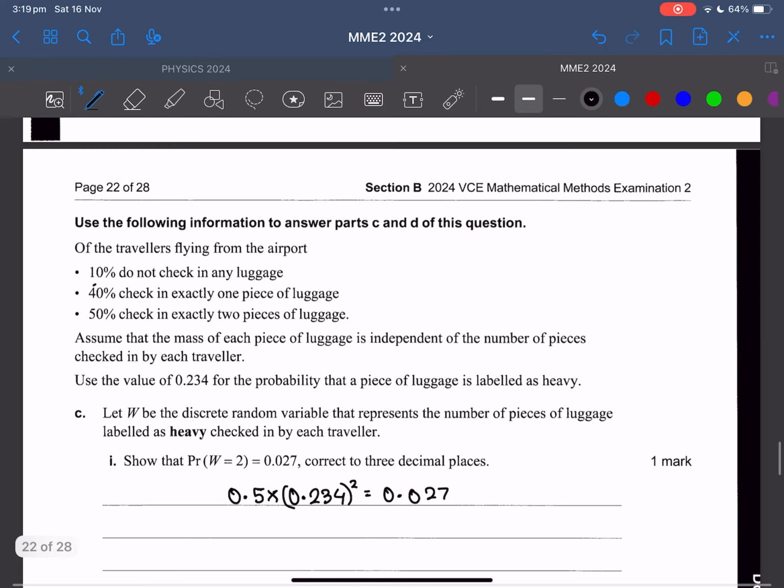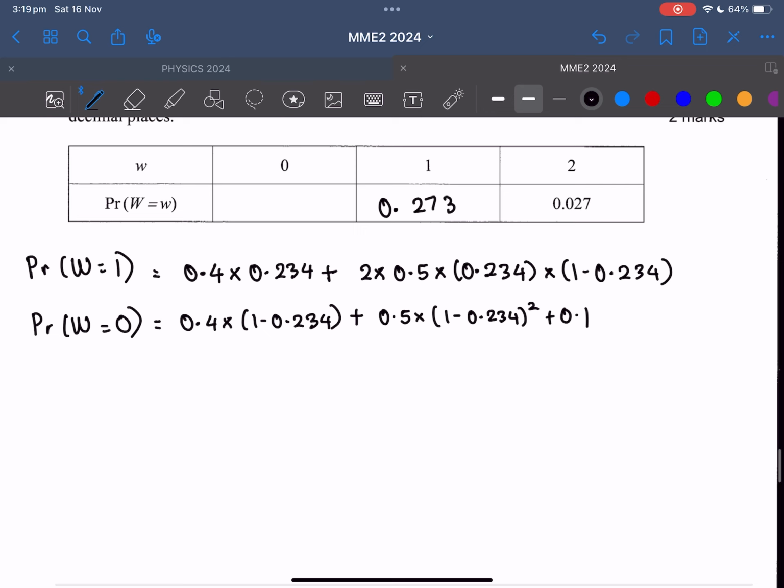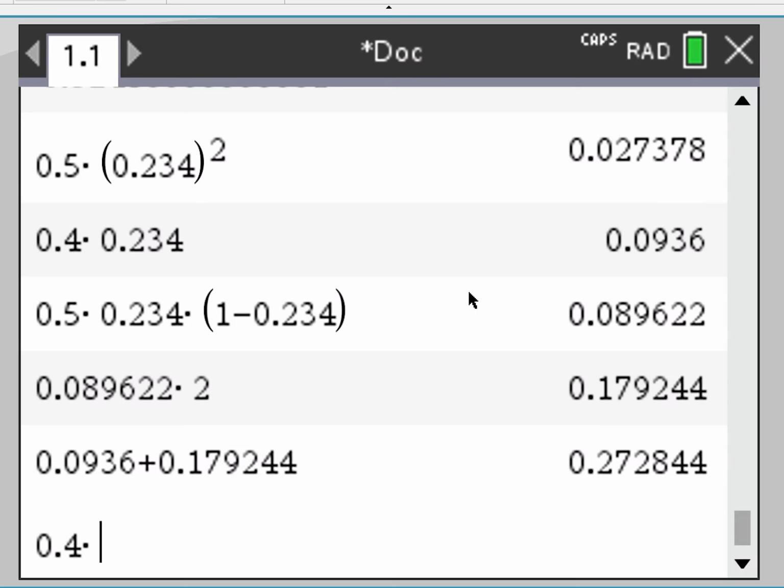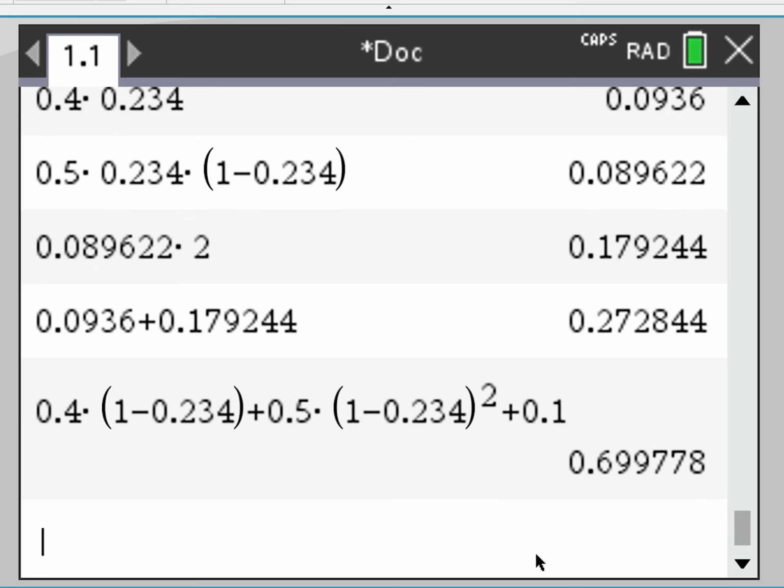Now remember, the 10% do not check in any luggage. So if they don't bring in any luggage, of course they're not going to have any bags labeled as heavy. So we add that up, so 0.1. So let's see what we get. So 0.4 times (1 minus 0.234) plus 0.5 times (1 minus 0.234) squared. Forgot the multiplication sign. And then plus 0.1. So I get 0.7.